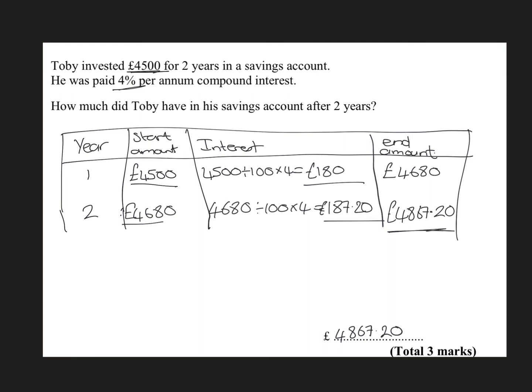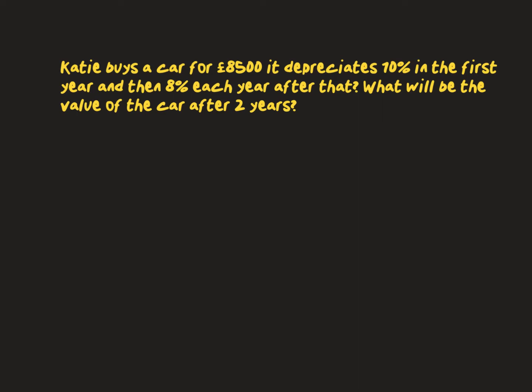Okay, so there is a slightly different scenario that we can have in these compound interest ones, and that is this situation where sometimes you don't always gain money. So if you put money into a savings account, yes, your interest rises and you gain more money. But we take this example here. So Katie buys a car for £8,500. It depreciates 10% in the first year and then 8% each year after that. What will be the value of the car after 2 years?